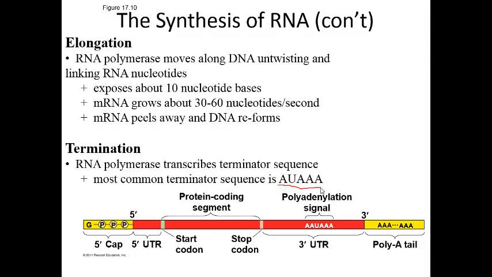AUAAA. We call this sequence the terminator sequence. When this sequence has been transcribed, the RNA polymerase is released from the DNA and transcription is completed. So if you're looking at this picture on the bottom, here you see our sequence of messenger RNA, and you can see that the protein coding segment extends from here to here. We know that the protein coding segment goes from the start codon to the stop codon, and our terminator sequence actually occurs way after that stop codon.